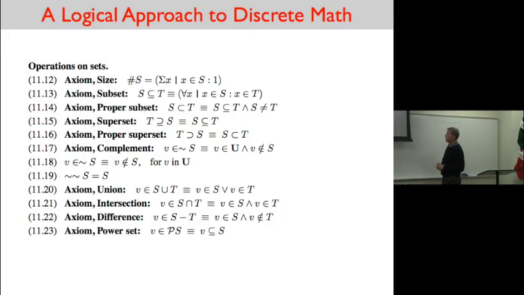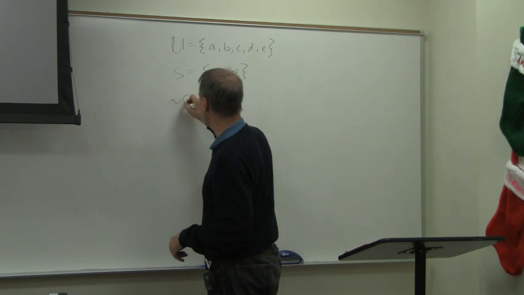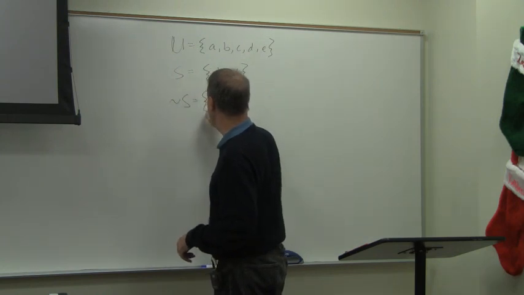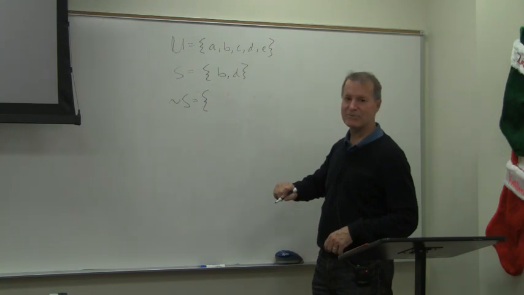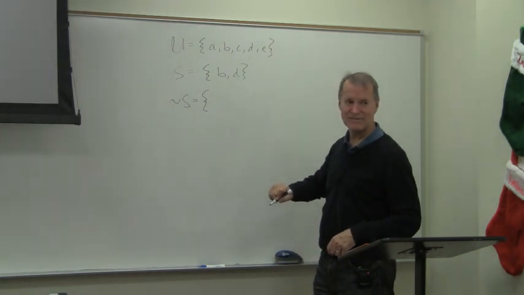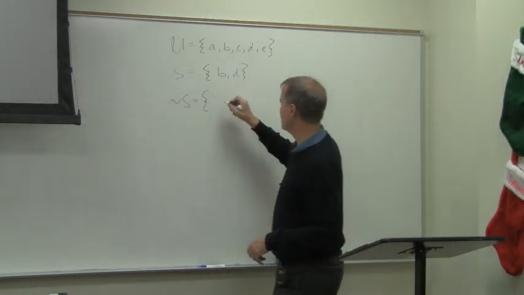Then V is an element of the complement of S equivales V is in the universe and V is not an element of S. So what elements are in the universe that are not in this? In other words, what is the complement of set S? This is all the other letters, which is A, C, E.